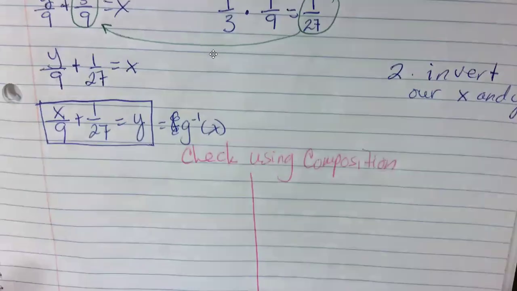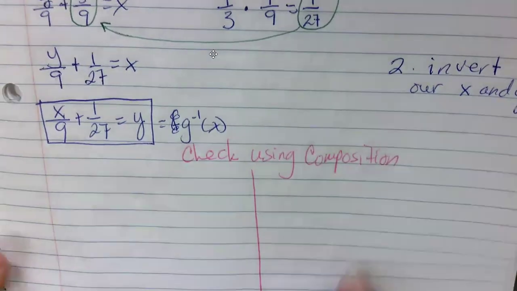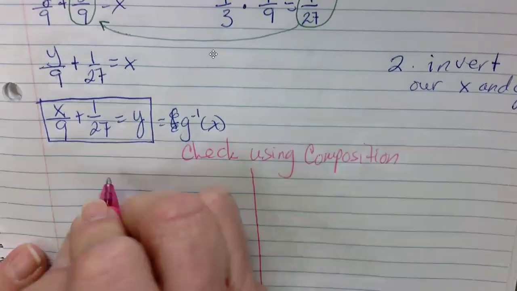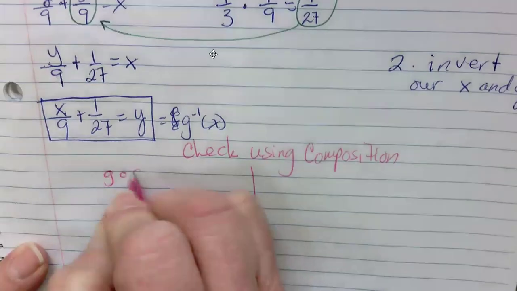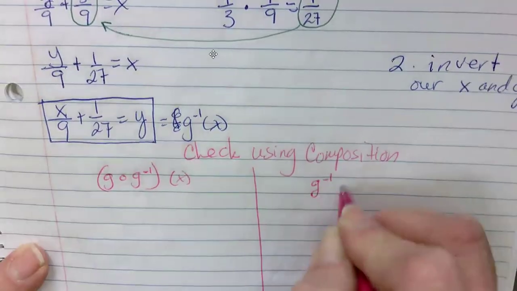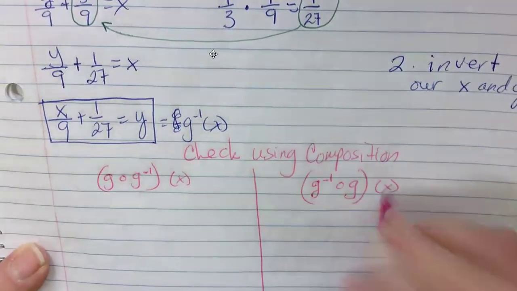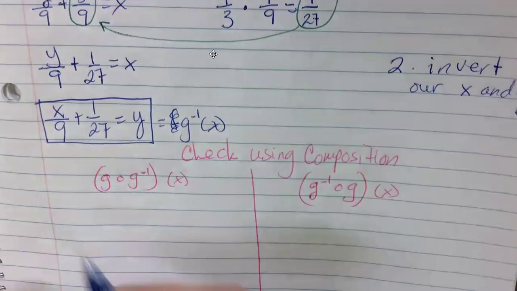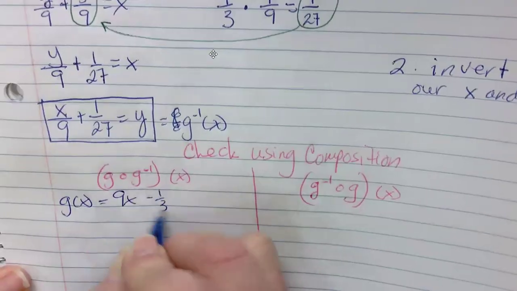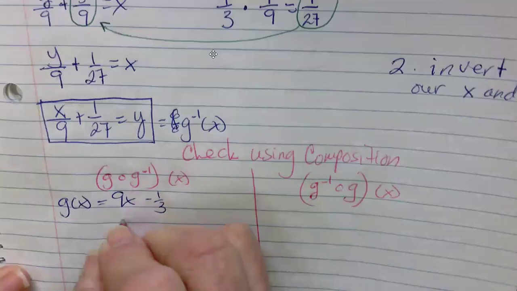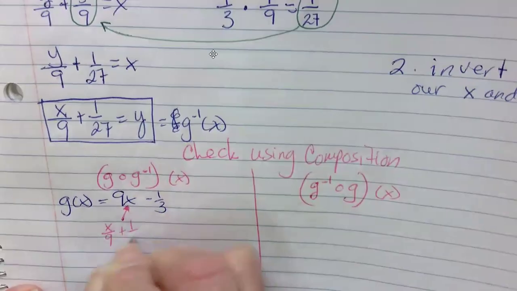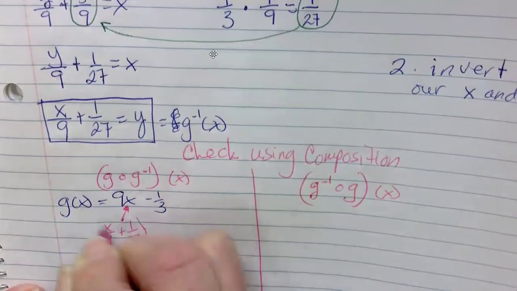I really see that most mistakes are made with our fractions. So the more practice you can get using fractions, the better off you'll be. So we'll start with our g composed of the g inverse of x, and then the second one we'll do will be the g inverse composed of the g of x. Start with our original equation, g of x equals 9x minus 1/3. Draw your arrow to say that we're going to use x over 9 plus 1 over 27. Put it in parentheses.